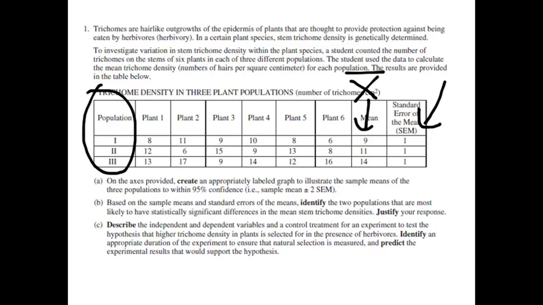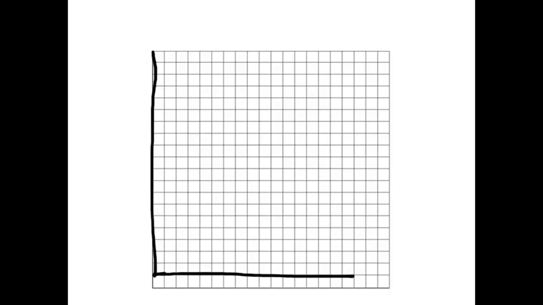So it asks us, on the axes provided, create an appropriately labeled graph to illustrate the sample means of the 3 populations to within a 95% confidence. So we want to graph it, just like we did a second ago. So on our graph, we want to put the population number on our x-axis, and we want to put the mean trichome density on the y-axis.